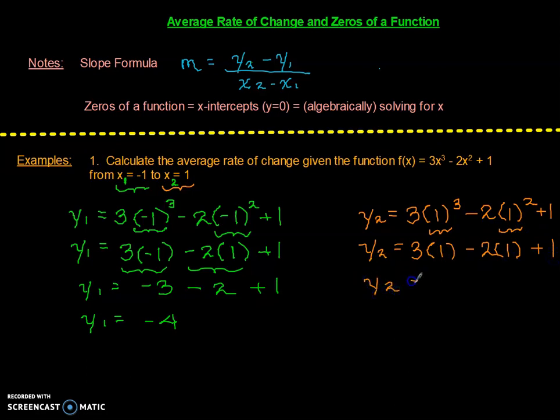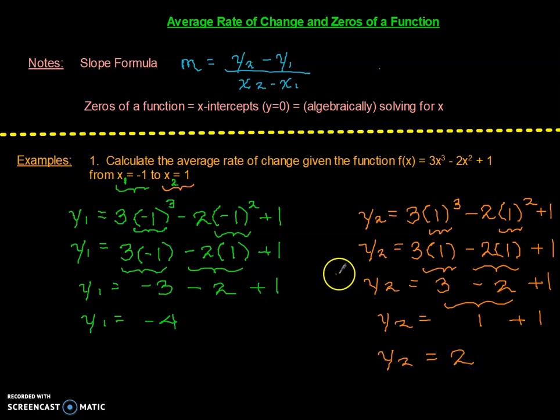So y sub 2 gives us 3, -2 times 1 is -2, plus 1. So left to right, we have 3 minus 2, which is 1, and then bring down the plus 1, 1 plus 1, which is 2. So we have y sub 2, y sub 1, x sub 2, x sub 1.